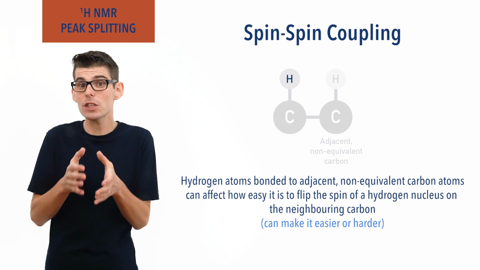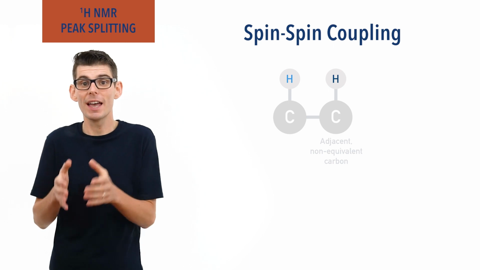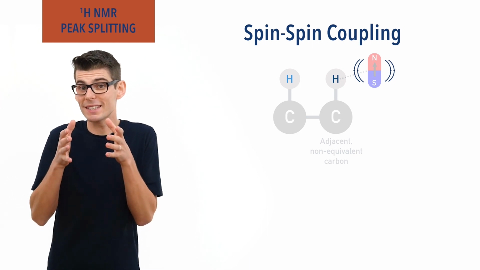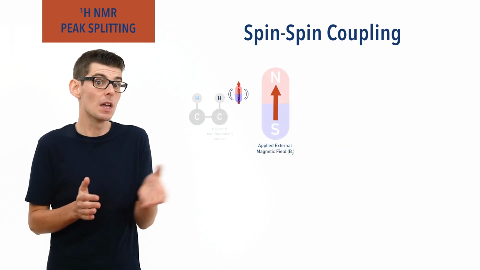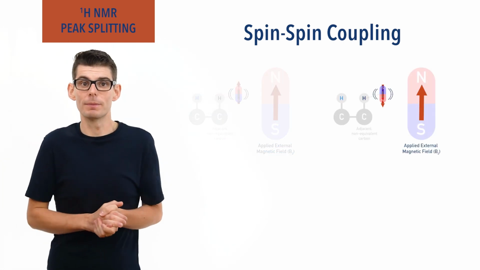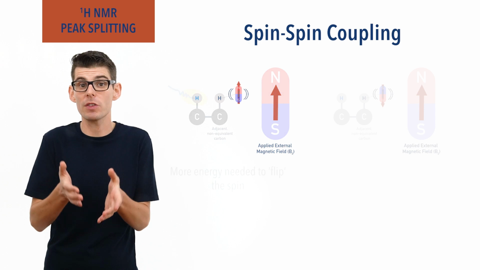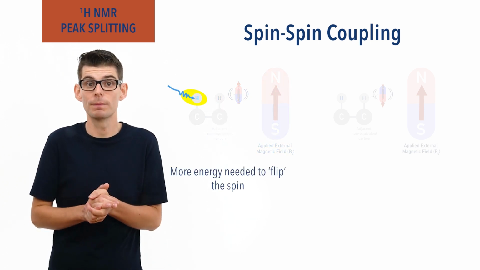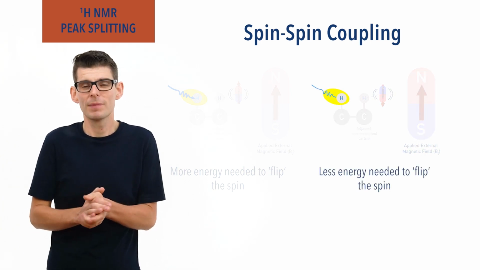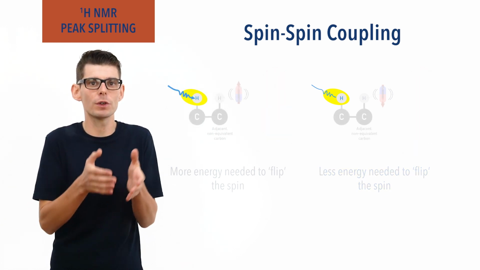The protons in each of the hydrogen atoms bonded to adjacent non-equivalent carbon atoms interact together, and this creates a weak magnetic field. This weak magnetic field can either be in the same direction as the external magnetic field being used in the NMR process, or it can go against the direction of this external magnetic field. In the first case, more energy is then needed to flip the spin of the proton in the original hydrogen. And in the second case, less energy is needed to flip the spin of the proton. This now means 2 possible frequencies can be absorbed by the same proton environment.